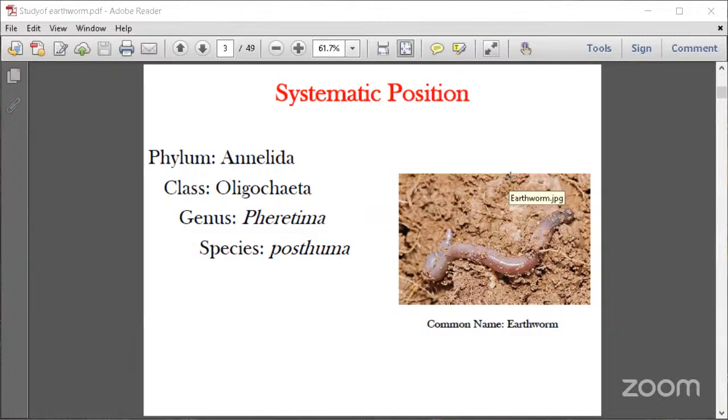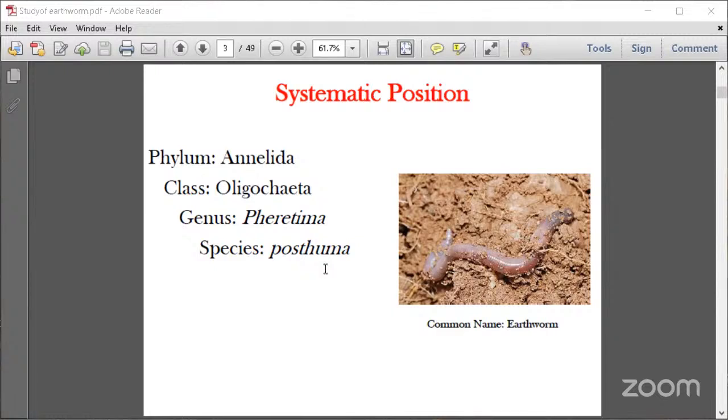And as I already introduced about composting or vermitechnology, how we will prepare the biofertilizer with earthworms, those things today we are going to discuss. Before going to the internal subject, first we have to know about the earthworm.